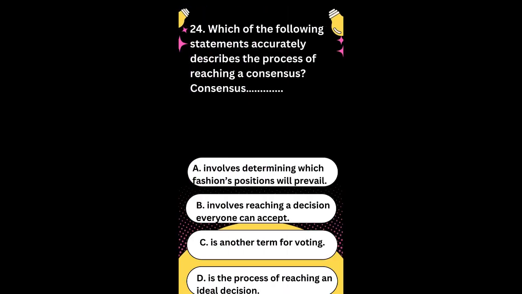24. Which of the following statements accurately describes the process of reaching a consensus? Consensus: A. Involves determining which faction's positions will prevail. B. Involves reaching a decision everyone can accept. C. Is another term for voting. D. Is the process of reaching an ideal decision.